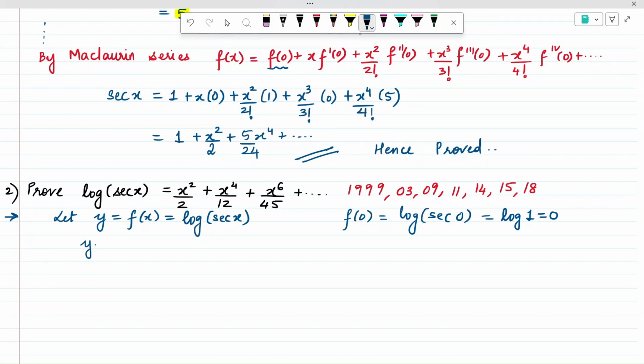Let's go for y1. If you remember, in the chapter of successive differentiation, when we wrote y1, it meant first derivative of y. So the derivative of log is 1 upon the function, and chain rule sec x का derivative sec x into tan x. So this gets cancelled. I am left with tan x. We'll calculate f dash of 0. So that becomes tan 0, which is 0.